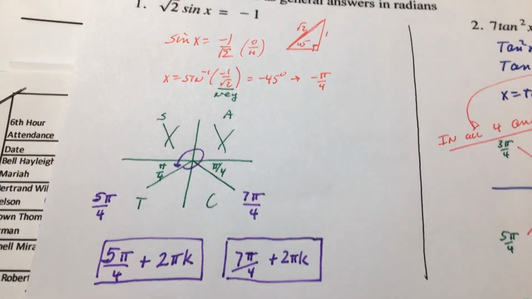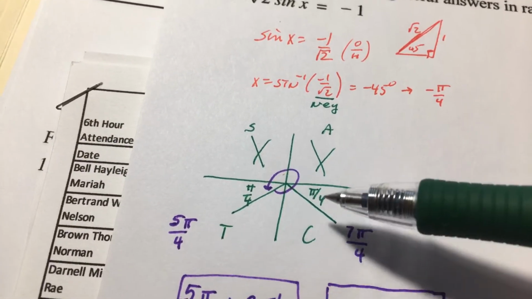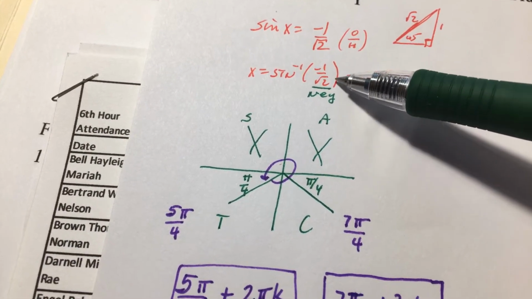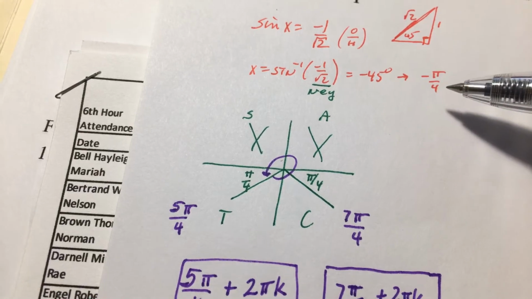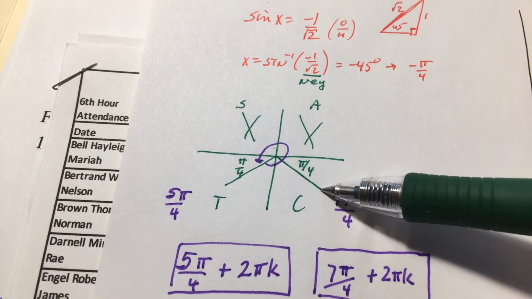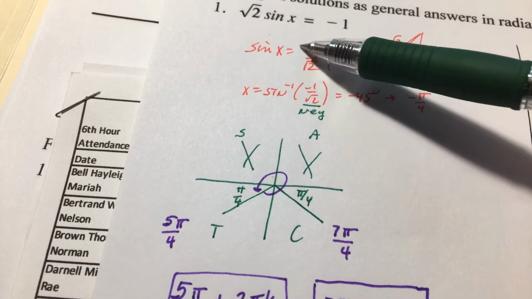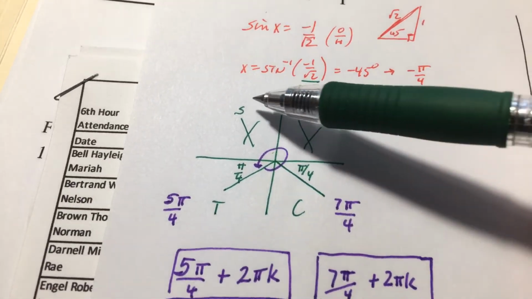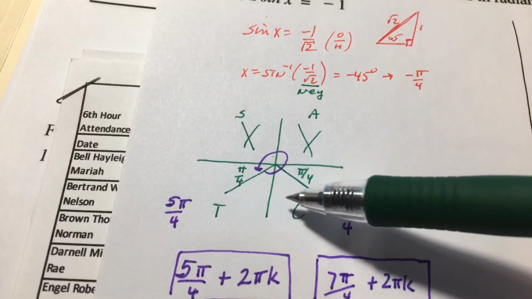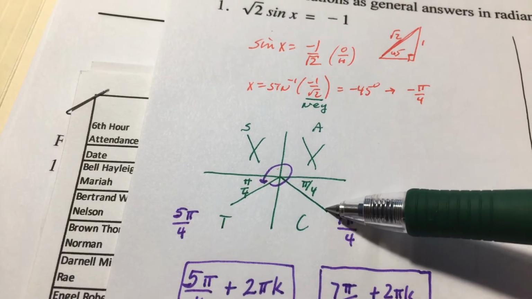All right, Jenny, looking at your homework. I don't know why you're not sketching out pictures here, because you get a negative 45 for this reference angle, which is negative pi over 4, but that negative 45 tells you got to go down into the fourth quadrant. Then the sine is negative. Where is the sine negative? All Students Take Calculus. It's negative down here in the third and the fourth. That's why the calculator sends you to the fourth quadrant.